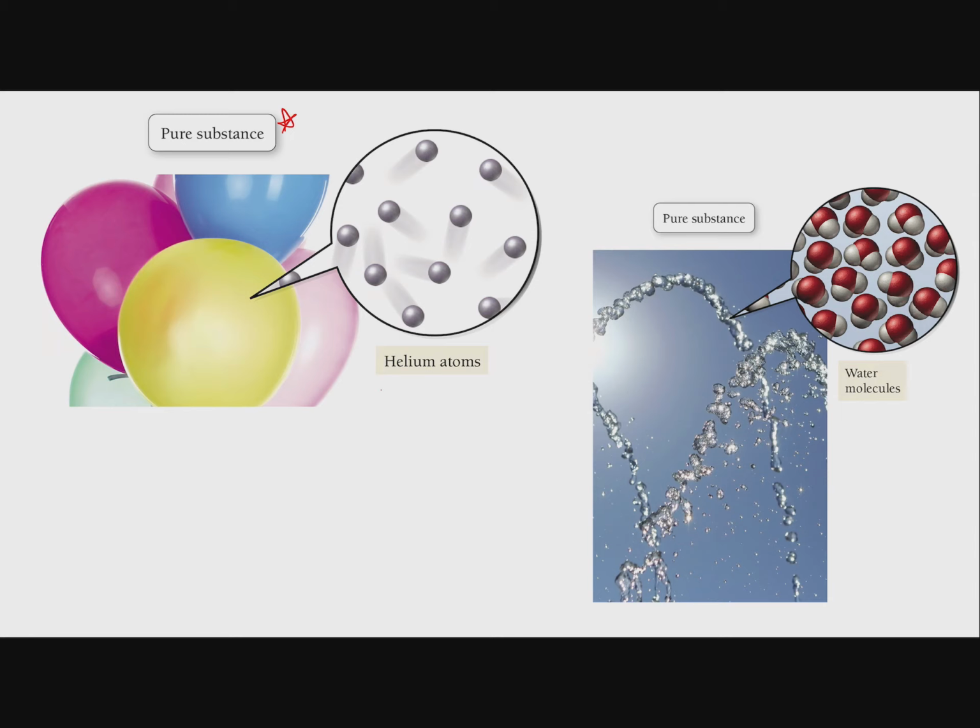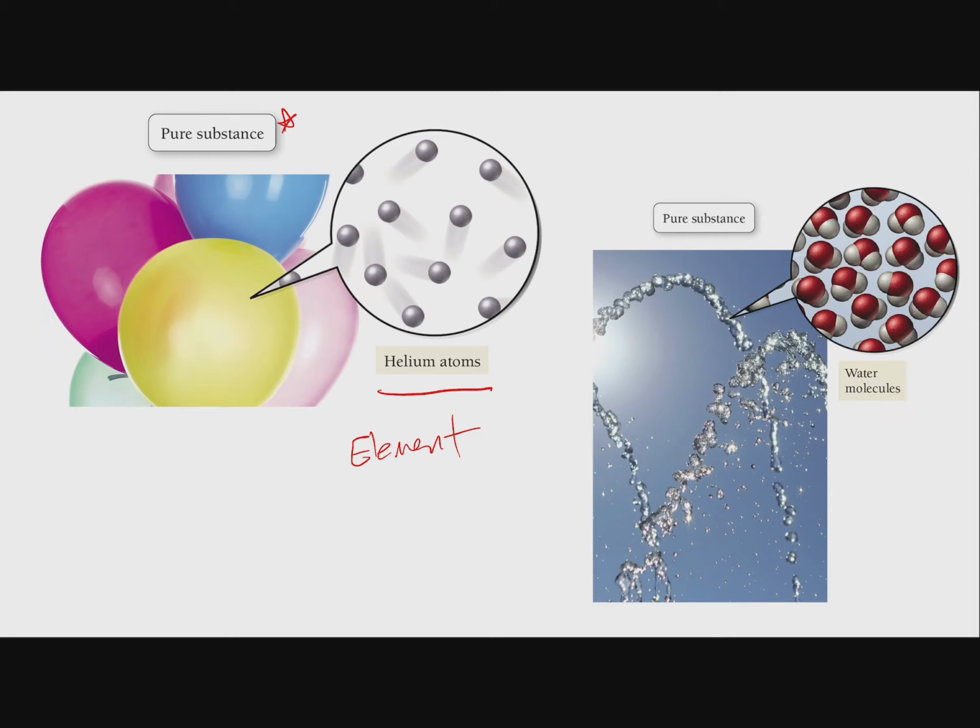Pure substances are composed of only one type of atom or one type of molecule. So this here is a balloon full of just helium atoms. Helium is an element, right? If the only thing you have inside of your container is an element, then that's a pure substance. Elements can't be broken down into simpler substances. No chemical transformation can decompose an element into simpler substances.